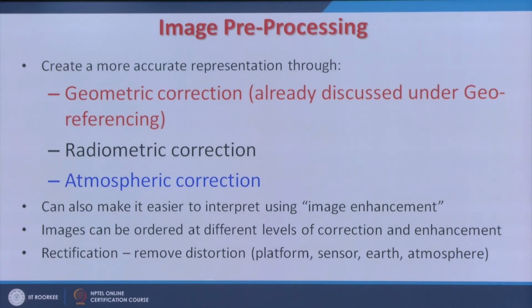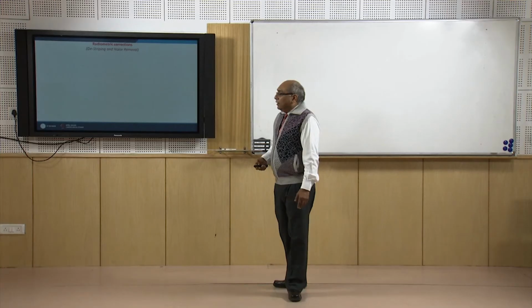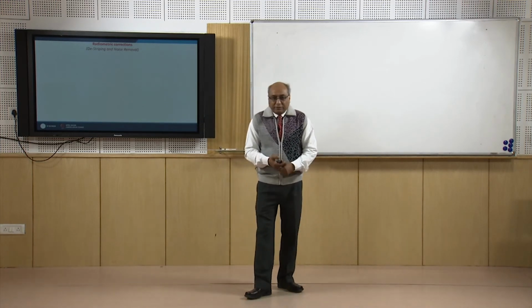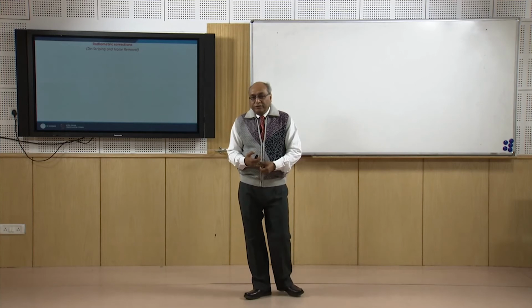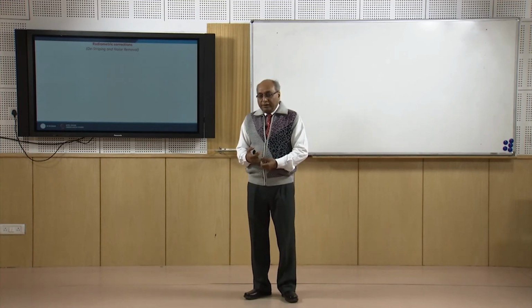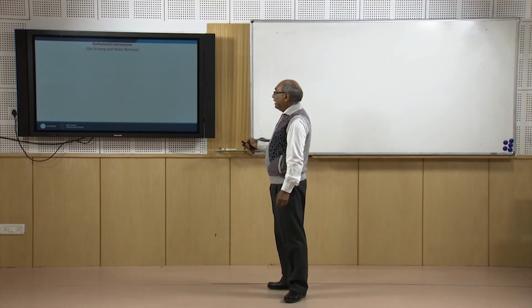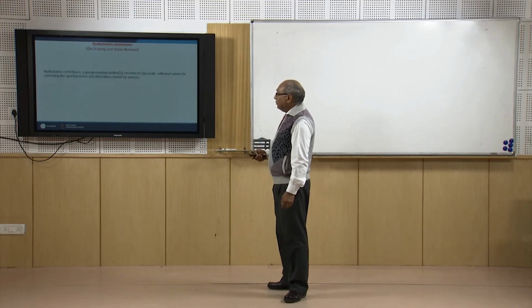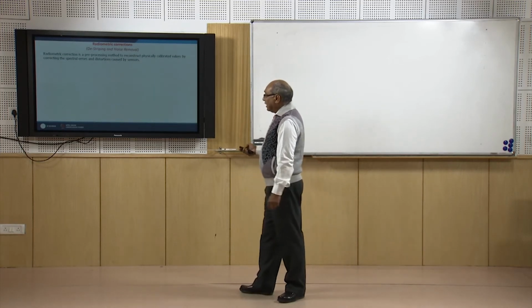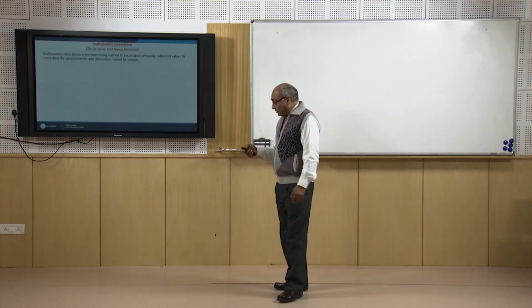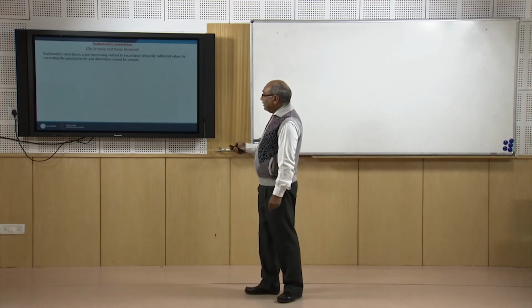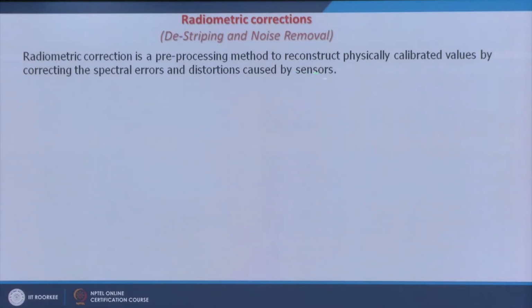Here rectification has also involved the atmosphere, but generally it is put under the atmospheric correction technique. Initially when we had the MSS, and later on also, recently it was noticed in the case of Landsat 7, stripping or de-stripping and noise removal. So that also we put in here because these are errors due to the sensors, and so radiometric correction is a pre-processing method to reconstruct physically calibrated values, correcting the spectral errors and distortions caused by the sensors.